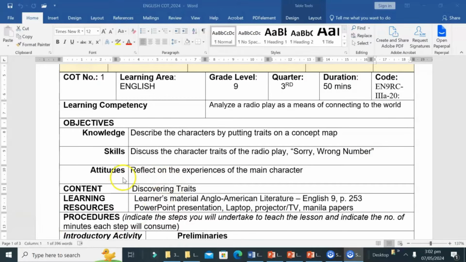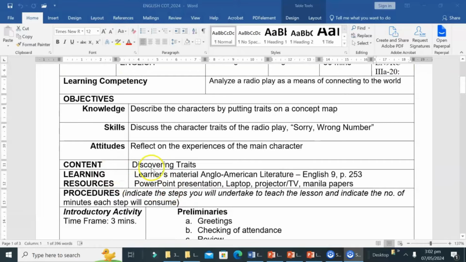Okay, so right here is the attitude. This refers to the affective domain of the student, because he or she has to value what he or she is learning. How important is the knowledge that the student should learn? So here we have: reflect on the experiences of the main character. And then the content of this lesson is more on discovering traits, because we're going to analyze each of the characters in the story.